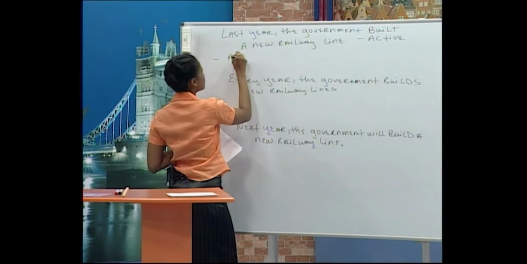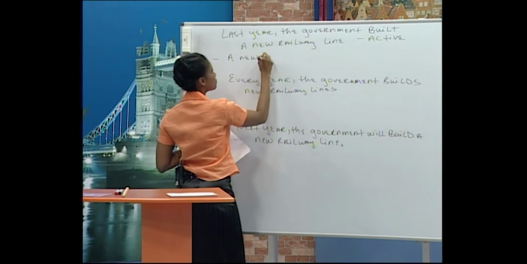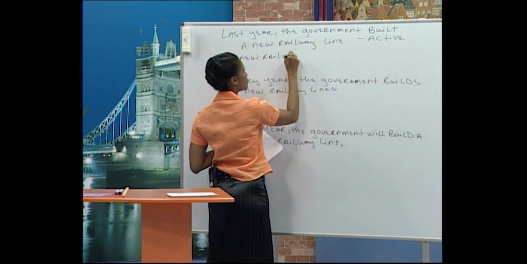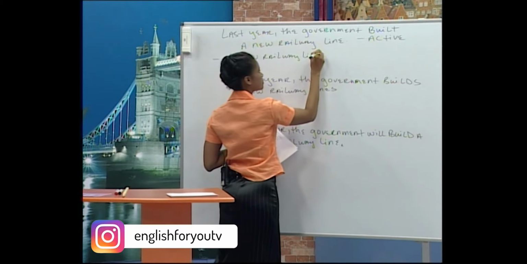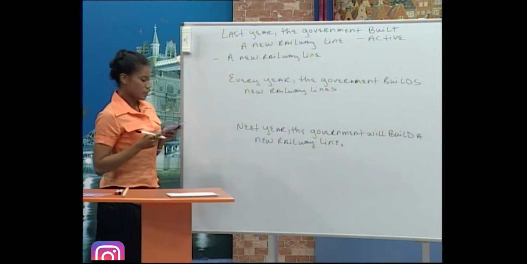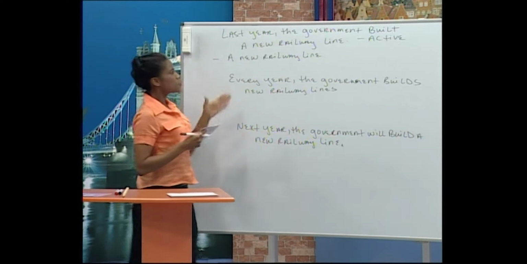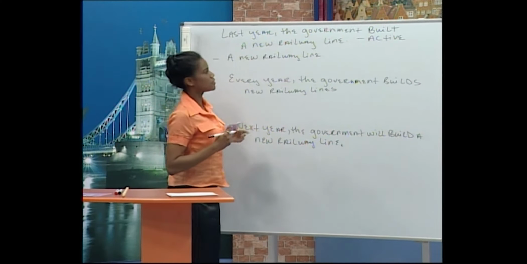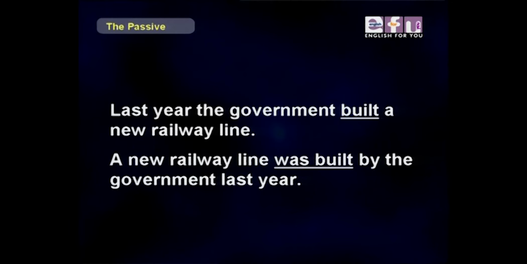So the passive sentence has to start with this. Good. So a new railway line. Okay, for our passive sentence, we'll start with that. Alberto, could you put this sentence in the passive, please? A new railway line was built by the government last year.